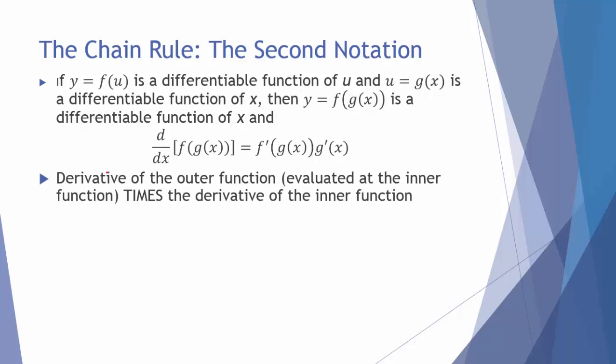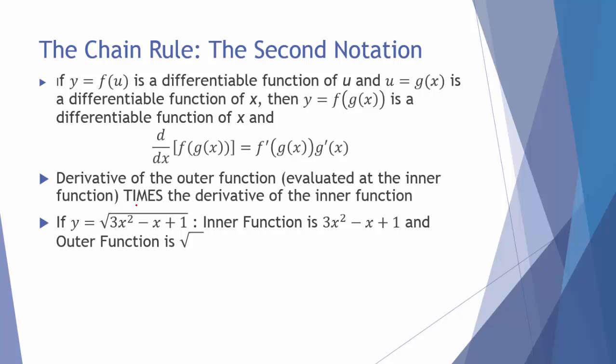It says you're taking the derivative of the outer function, f being the outside function. So here's the derivative of the outer function, but you're evaluating it at the inner function. You're holding that inner function as is. You are not touching the inside function. And then you're multiplying that times the derivative of the inside function.